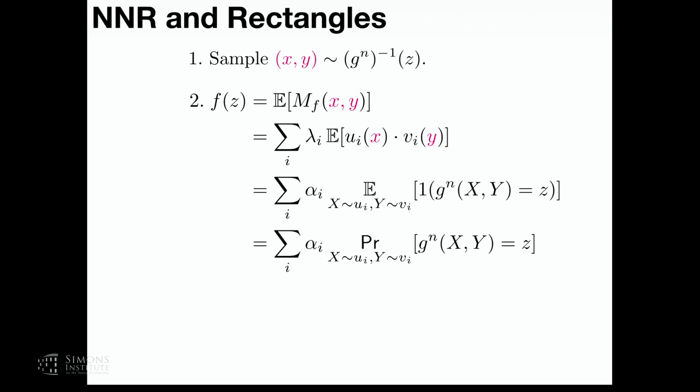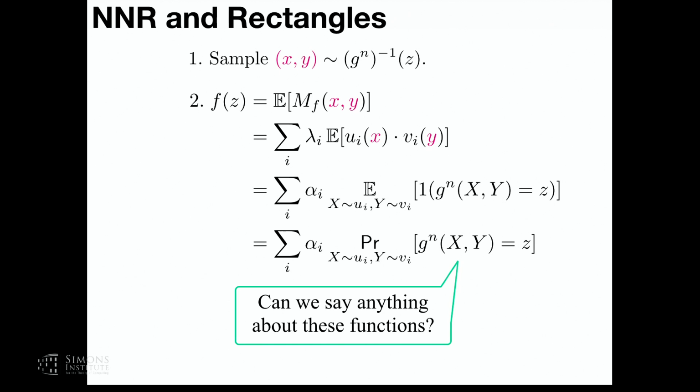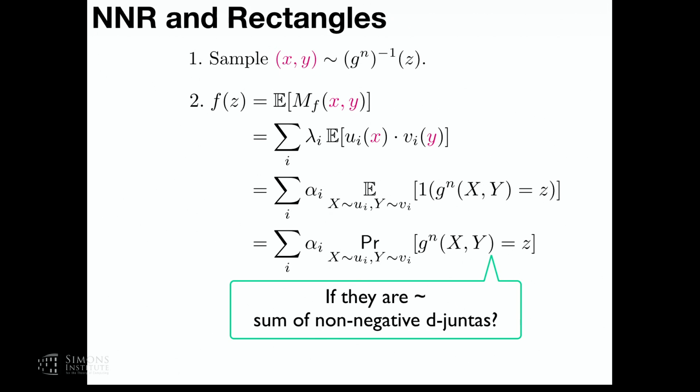So we have this quantity here, and what can we say about these functions? That's the main question we'd like to understand now. Because let's say we were very lucky and we maybe just had a few of these components, then can we say something nice about these functions on the hypercube that we get? For example, it would be very nice, and we can all go home, if these functions were all just sums of non-negative Juntas.